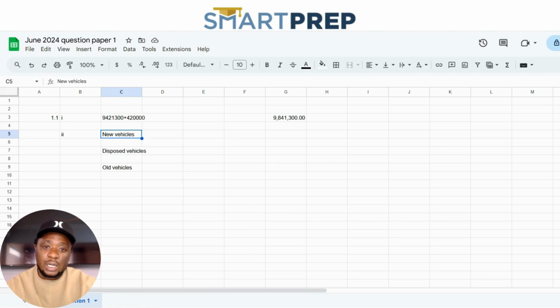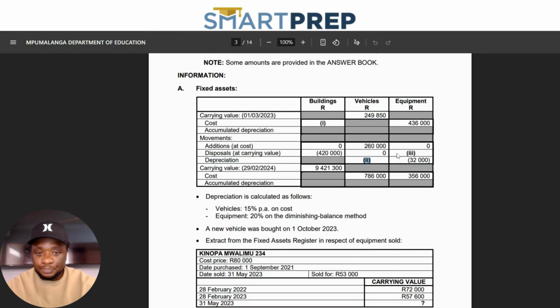Now let's look at the note again. So as you can see here, the disposals at carrying value is pretty much zero. So as it is zero, it means that we didn't dispose any vehicles. And so as a result of that, we won't have one class, so we just have to focus on two classes. One class being the vehicles that were added during the year, and then also the vehicles that were there from the beginning to the end.